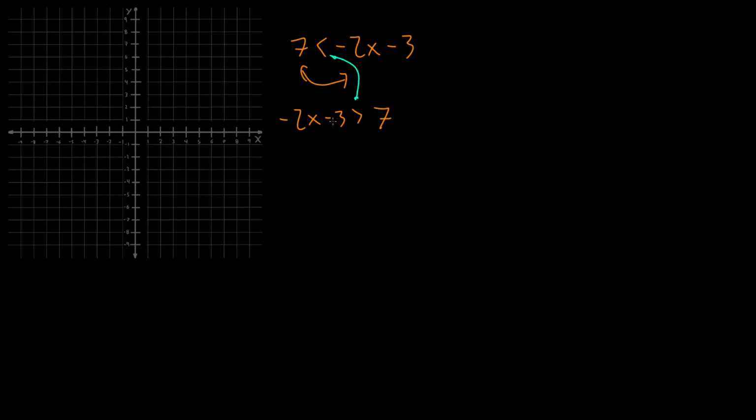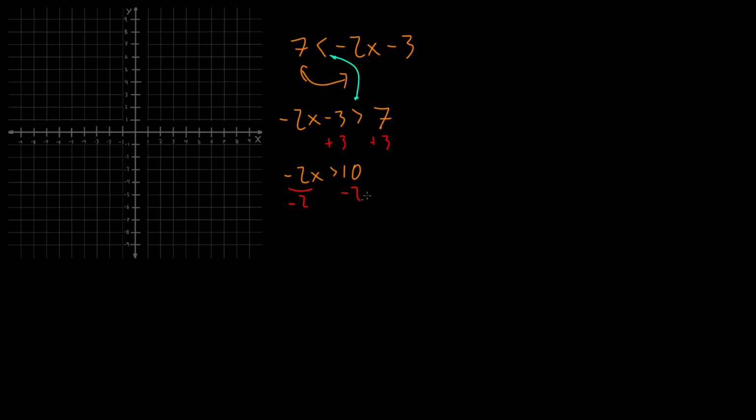We're going to go ahead and do the usual now. We're going to cancel away the constant, so we're adding 3 to both sides. That's going to get us negative 2x is greater than 10. And now we're going to get rid of the coefficient. Divide both sides by negative 2.